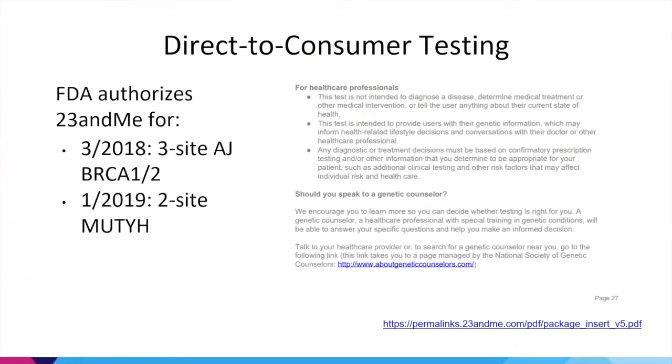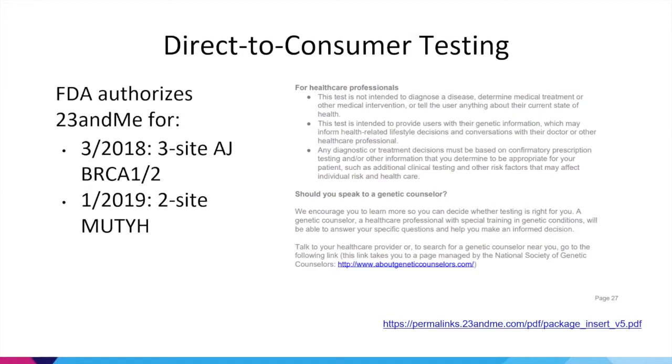Let's talk about direct-to-consumer testing. So in 2018, the FDA authorized 23andMe to report out 3 specific Ashkenazi Jewish founder mutations in BRCA1 and 2. And then in 2019, they authorized 23andMe to report out 2 sites in the MUT-YH gene.